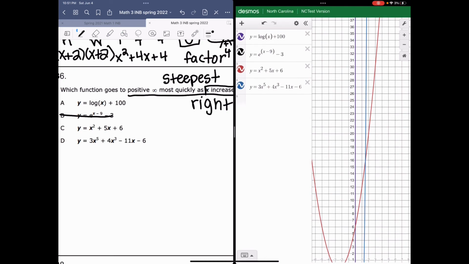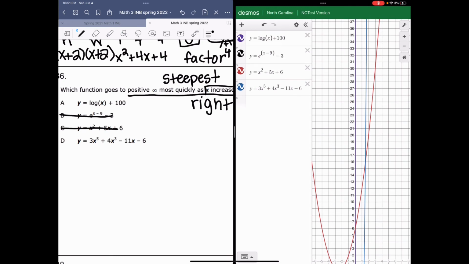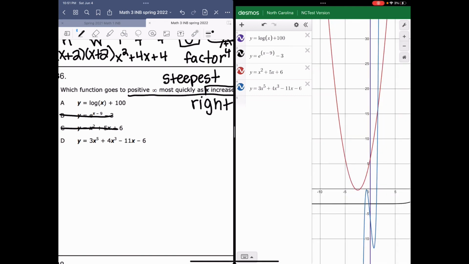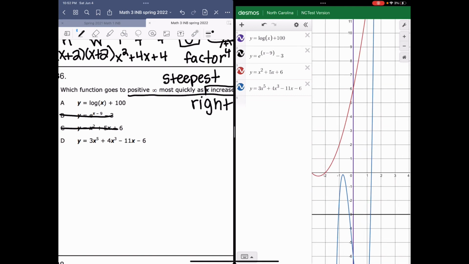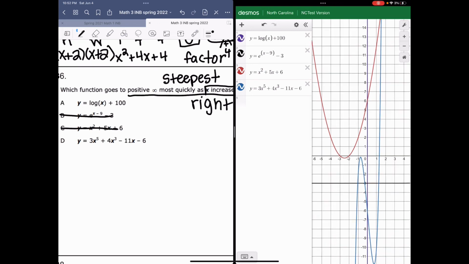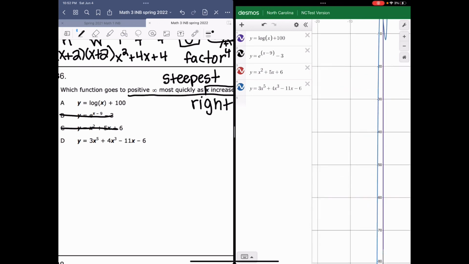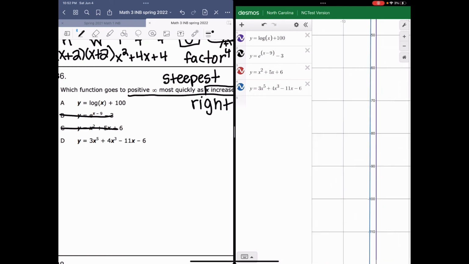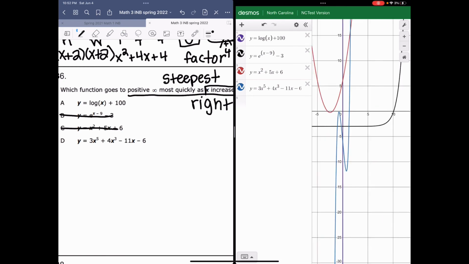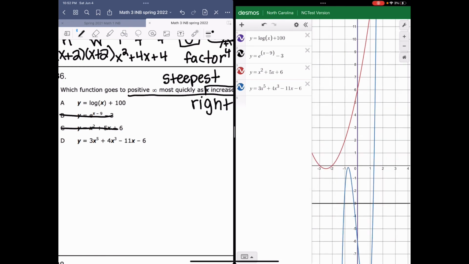So the red was the polynomial. So then last, we're basically comparing the blue and the purple. So the purple is the logarithm. So obviously the logarithm is very close to that line. So it's going up in y much more quickly than the blue is. So the answer to this one is A, because the purple one is the steepest out of all of them on the right side.